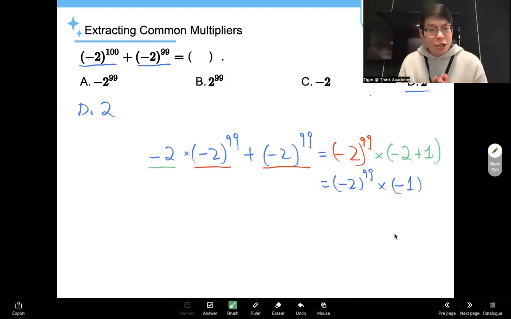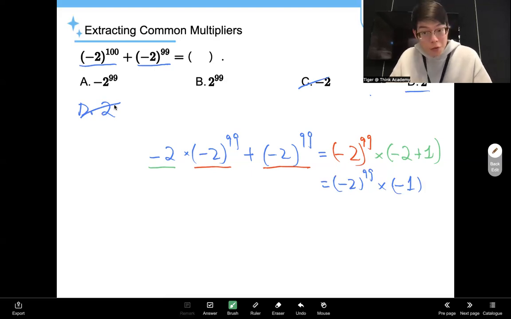So the next question is, apparently, now we are just going to eliminate options C and D, because -2 to the power of 99 multiplying -1 cannot be -2 or 2, apparently. But is it going to be A or B? In other words, I'm just asking you whether -2 to the power 99 is positive or negative, because we definitely know that -1 is negative, right?